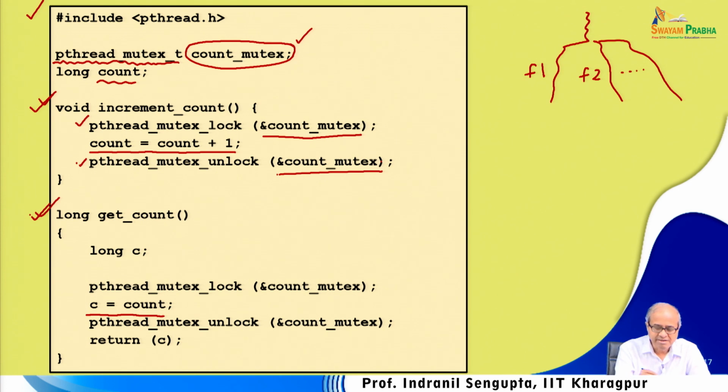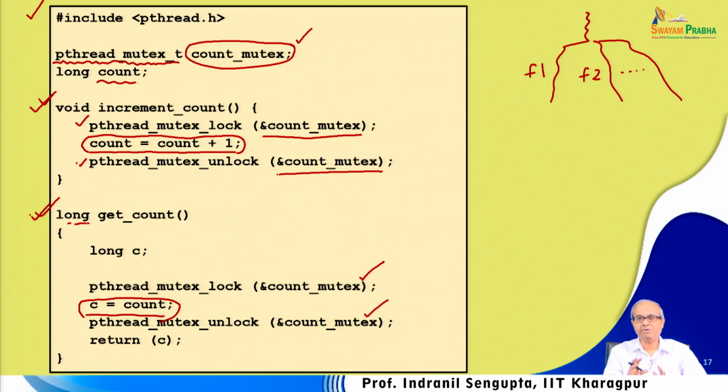So, you see here the critical section part, this count equal to count plus 1, is protected by this lock and unlock, lock before, unlock after. Similarly, for the other function corresponding to the other thread, here the critical section is this c equal to count. Here again there is a lock before and an unlock after, and after that you are returning the value of c in this function, because it has a return value long.